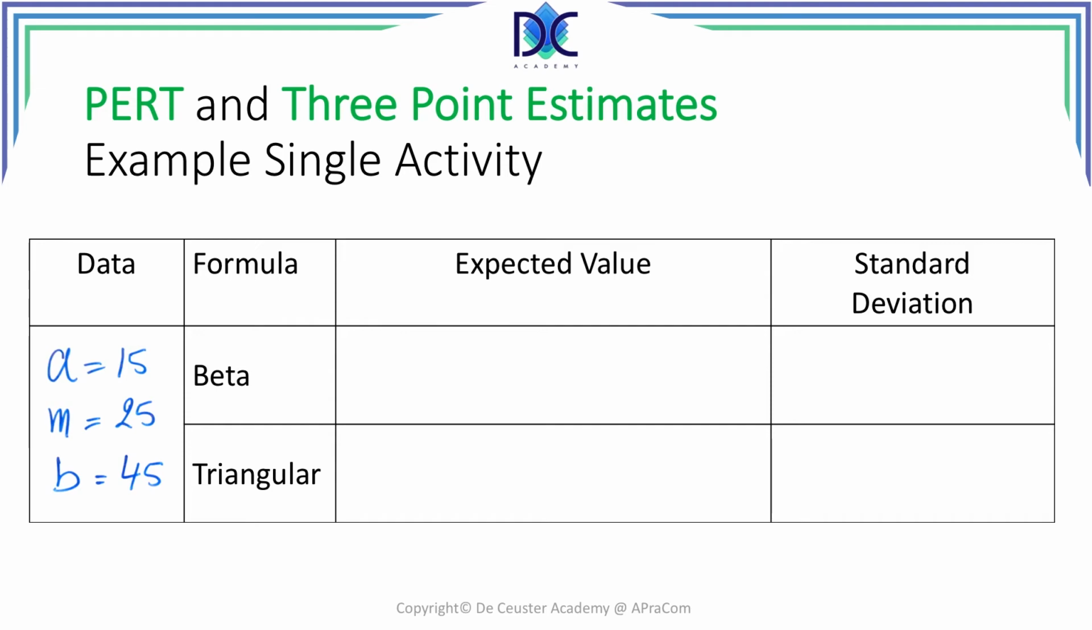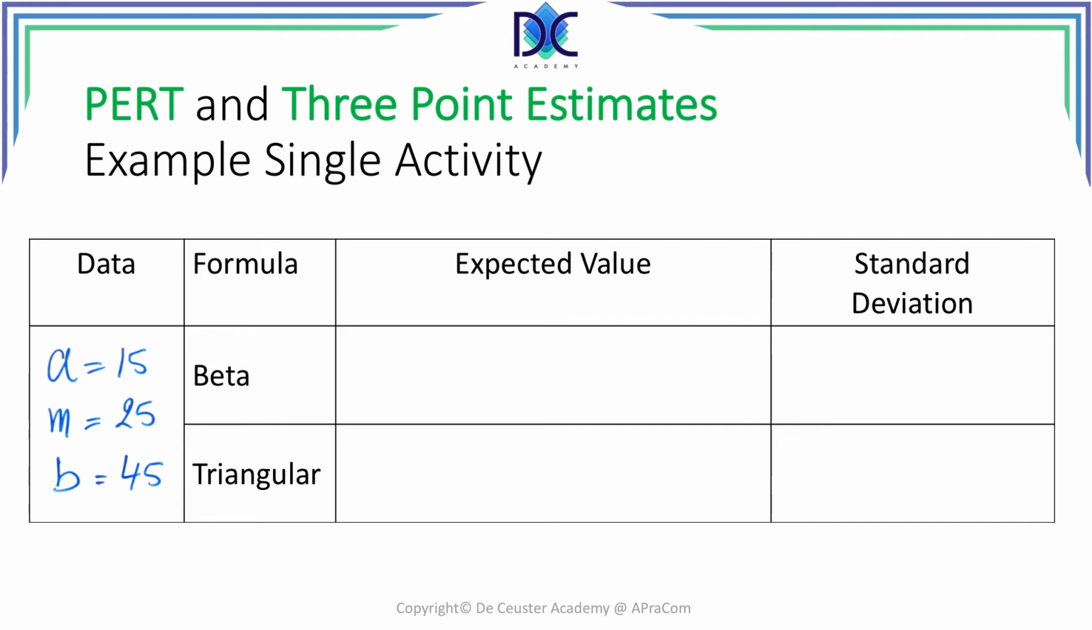Let's have a look at a single activity. The optimistic duration is 15 days. The mode, or the most probable, is 25 days. And the most pessimistic, or the pessimistic approach, is 45 days. Now you have to calculate the expected value and the standard deviation for these different types of distributions, for a beta and a triangular distribution.